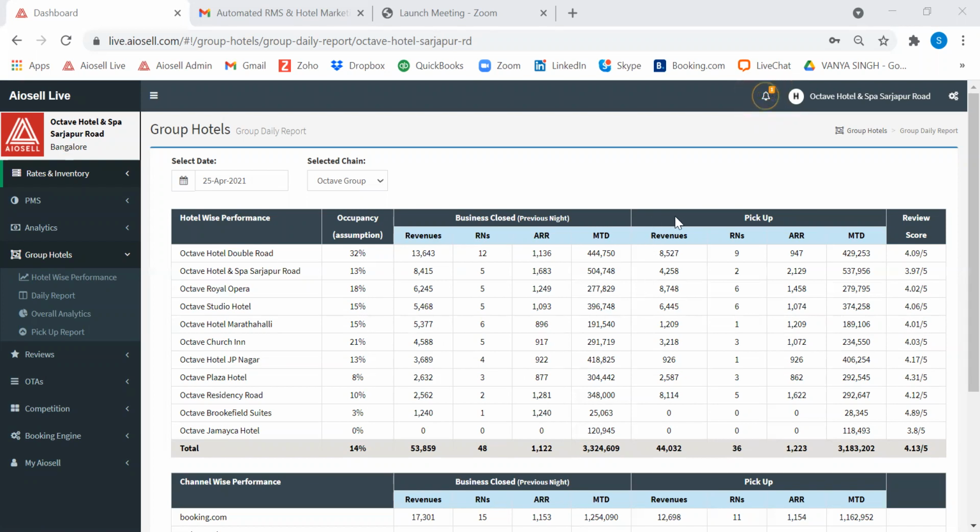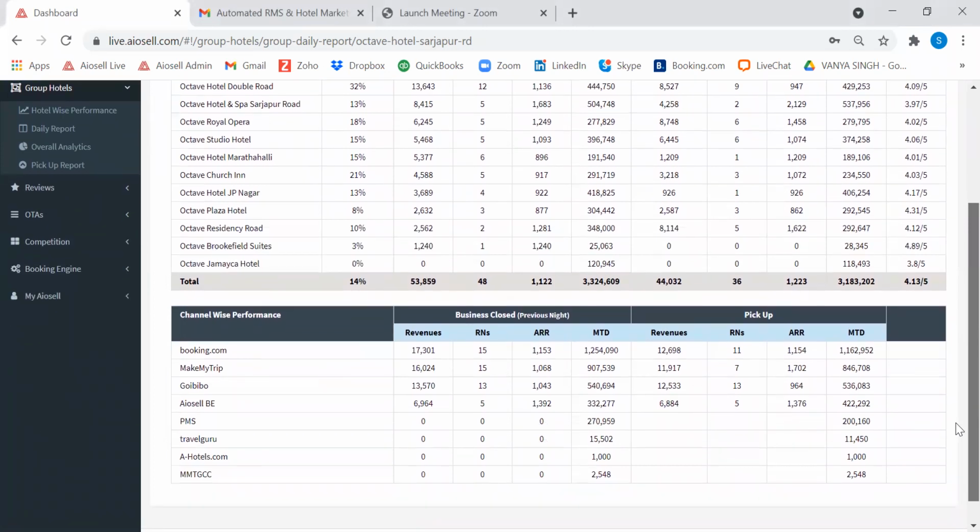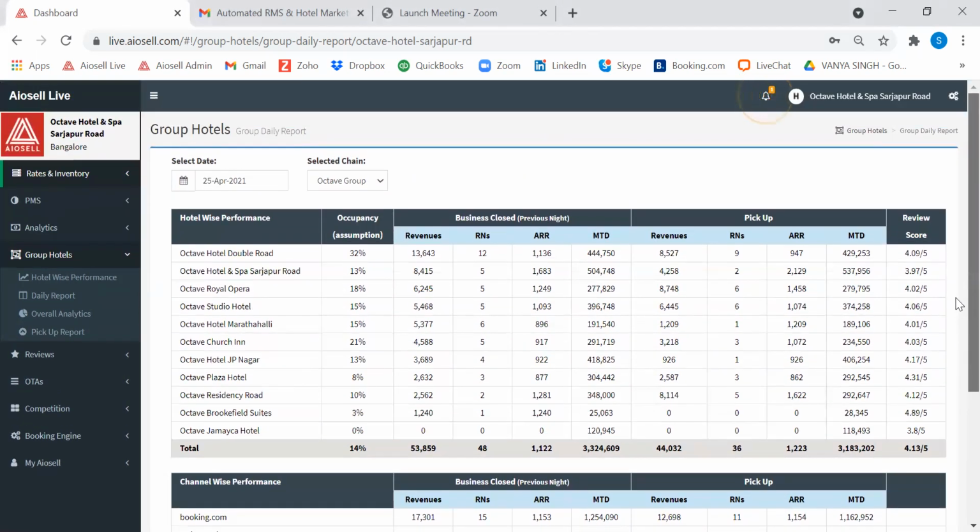It also gives us what was the pickup in each of these properties in terms of revenues, room nights sold, ARR, as well as what is the customer review score in each of these properties. There's also the channel wise performance. So for the top management to understand, overall for the entire group, which are the sources of business which actually performed the previous night and what has been the revenue and room nights sold from those sources, as well as what is the pickup from each of these sources for the entire group. Now this group report can be configured to come to your email ID every morning.